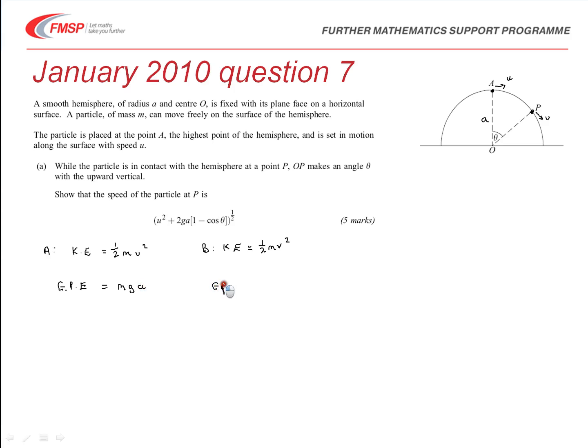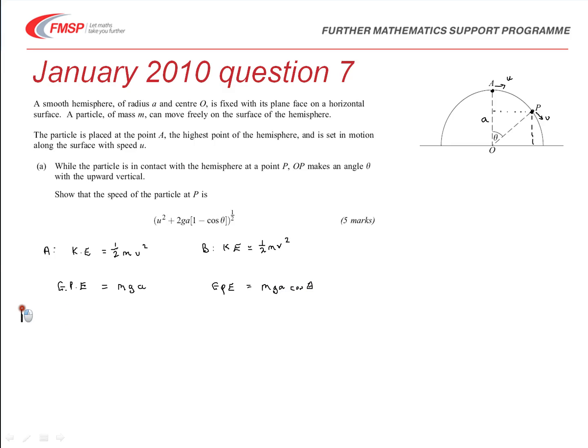Then the gravitational potential energy at B is going to be this height here, which is going to correspond to a cos theta. Because if I dot a line across here you can see that height is the same as this one. So if this is length a, this is the adjacent length, so it's a cos theta. So this becomes mga cos theta.